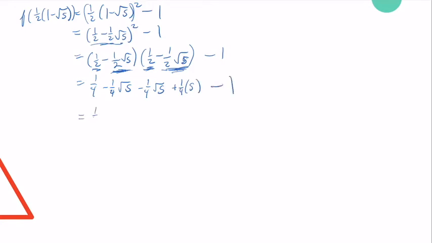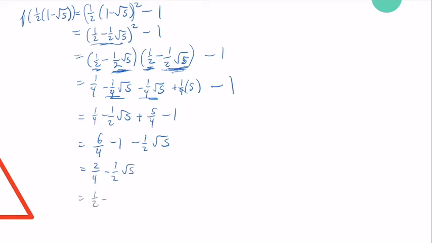So I have 1/4 minus 1/2 square root of 5, because 2/4 gives me a half, plus 5/4 minus 1. So again, I'm going to get 6/4 minus 1 minus 1/2 square root of 5. That gives me 2/4 minus 1/2 square root of 5. So I have 1/2 minus 1/2 square root of 5. And I could pull out a factor of 1/2, and I get back to the element that I started with.